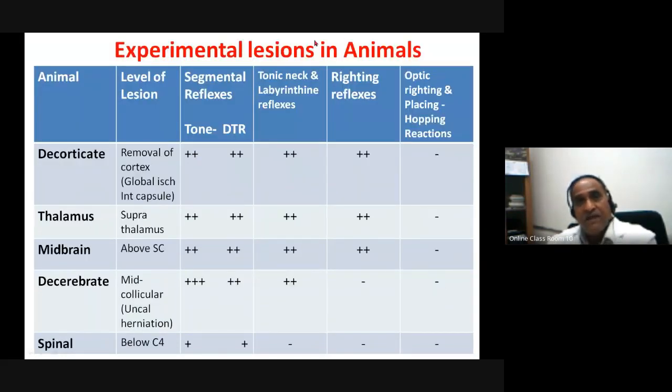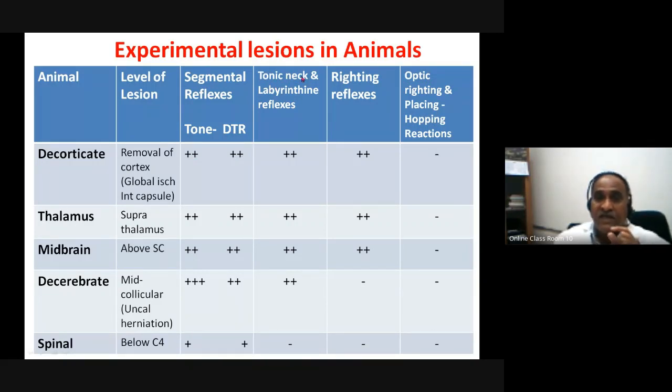Now, coming back again, I'm revising or summarizing the things in a different table format. The decorticate animal: what is the level of lesion here? It is the removal of the cerebral cortex, or global ischemia, or internal capsule lesion in the case of a human being. What happened to segmental reflexes? These segmental reflexes originate in the spinal cord. They are tone and the deep tendon reflexes. Both are exaggerated in the decorticate.